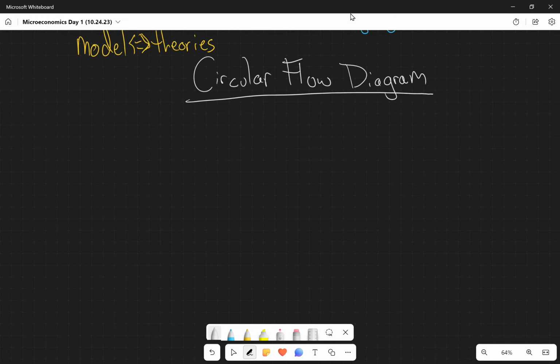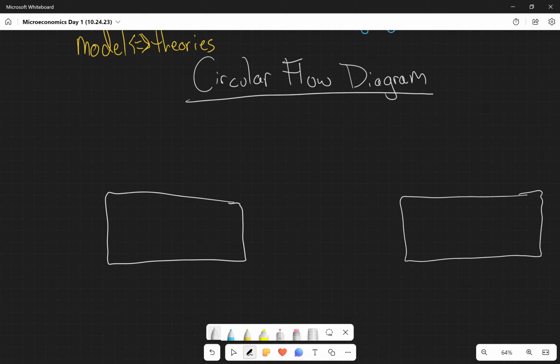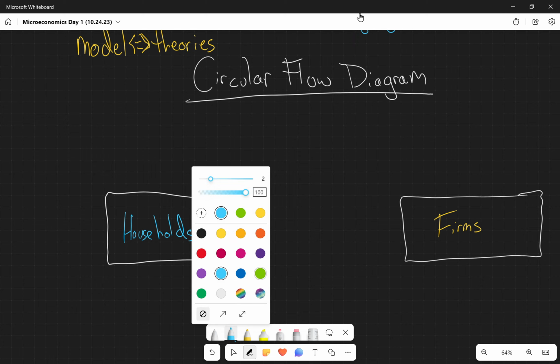And the circular flow diagram is a very simple model that is talking about two entities and how they relate to one another. The first entity being households, which again, throughout this class, we're going to refer to as HH. And the second entity being companies, firms, businesses. And so how do these two entities relate with one another, right?